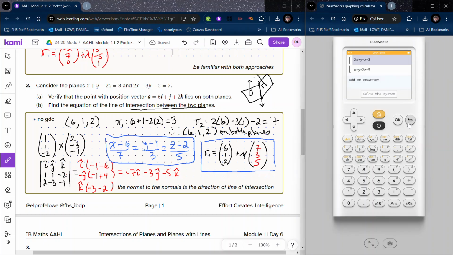All right, let's go ahead and solve this last one with a calculator anyway. Let's see what we have. So we had x plus y minus 2z being equal to 3. And we had 2x minus 3y minus z being equal to 7.